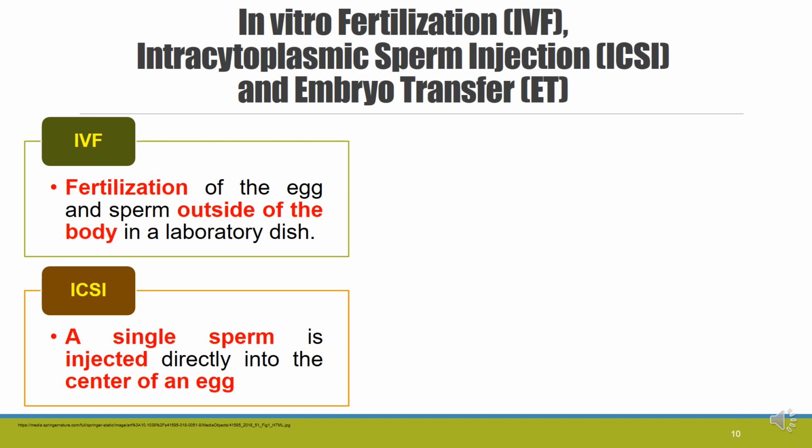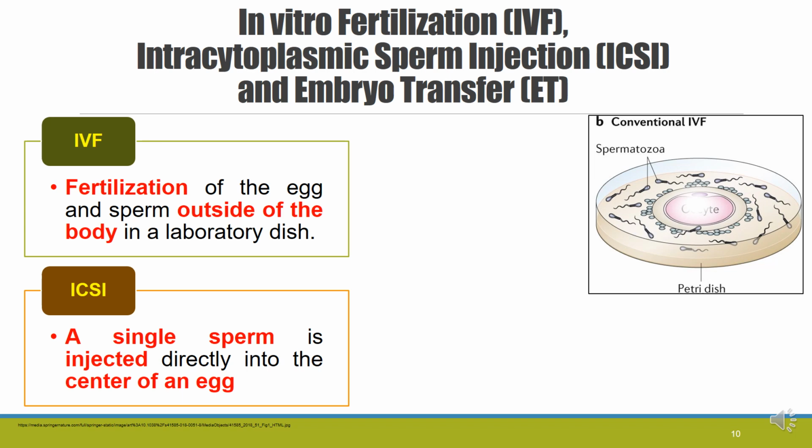This topic consists of three different assisted reproductive technologies or ART as they are closely related to each other, which are in vitro fertilization, intracytoplasmic sperm injection, and embryo transfer. Among these three, IVF is one of the most widely known types of ART. It is a process of fertilization of the eggs and sperm outside of the body in a laboratory dish, as you can see in this figure.